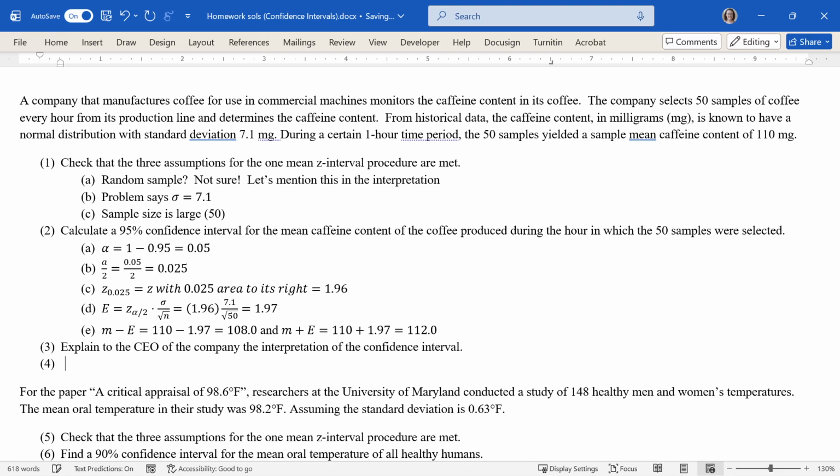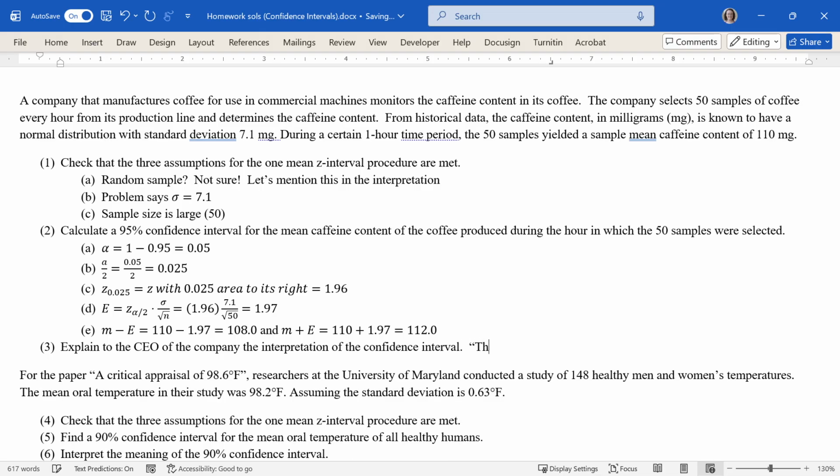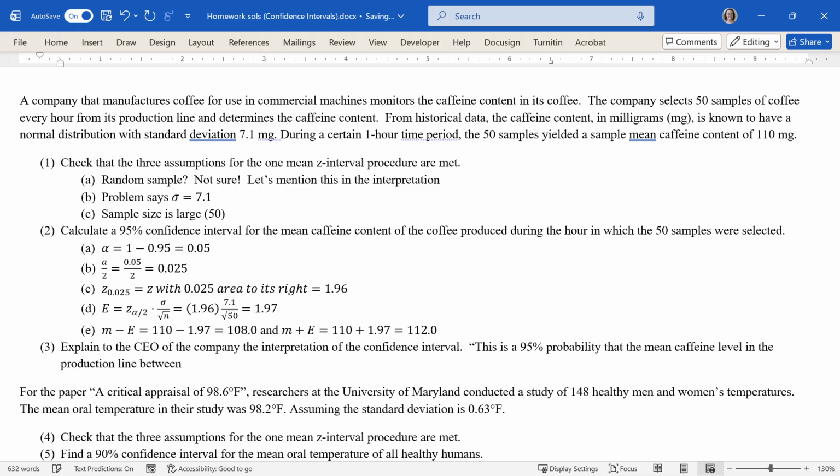Okay, so I'm going to write that here. There is a 95% probability that the mean caffeine level, meaning in the whole production line, is between 108.0 and 112.0. So this is what you would tell the CEO of the company. If you wanted it to be right on 110 or right on 111 or something, it's not clear that that's the case, but at least it's very likely that it's between these 2 numbers.